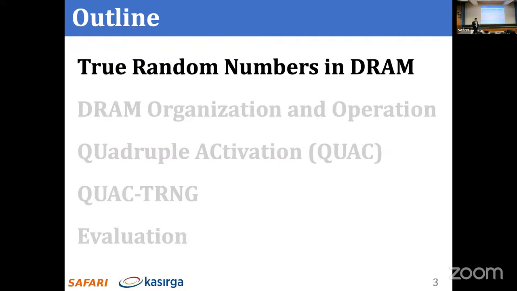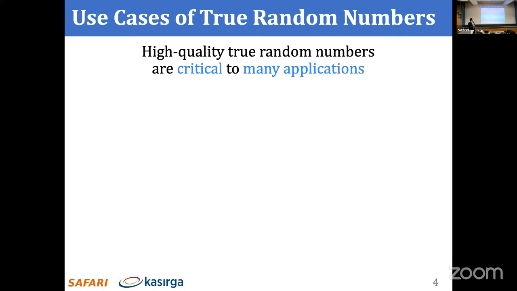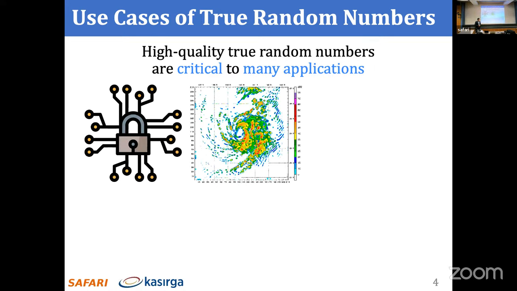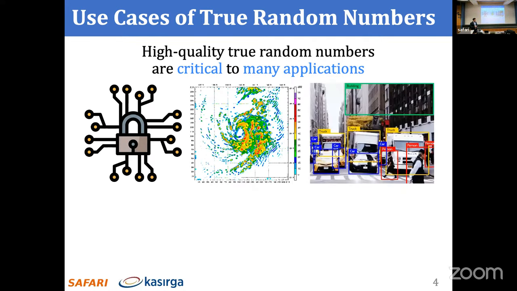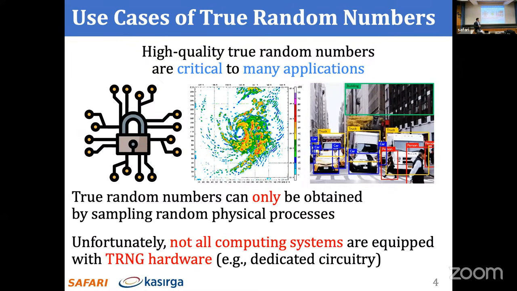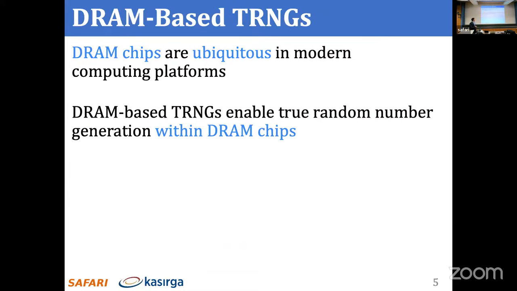So I'll briefly motivate true random numbers first. High quality true random numbers are used almost everywhere. They're critical to many applications such as cryptography, scientific simulations, and machine learning even. And true random numbers can unfortunately only be obtained by sampling random physical phenomena. And not all computing systems have specialized hardware that can harness entropy from these random physical phenomena. Now, DRAM-based TRNGs can fill in this gap because DRAM chips are ubiquitous.